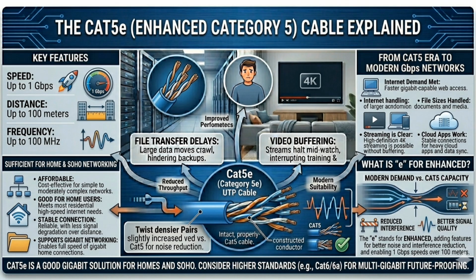Imagine the improvement without Cat5e. Network interference caused errors, data transfer was unstable. Using Cat5e provides faster internet, better signal quality and reduces interference. Advantages of Cat5e cables are it is affordable, good for home users, good for stable connections, and it supports gigabit networking.